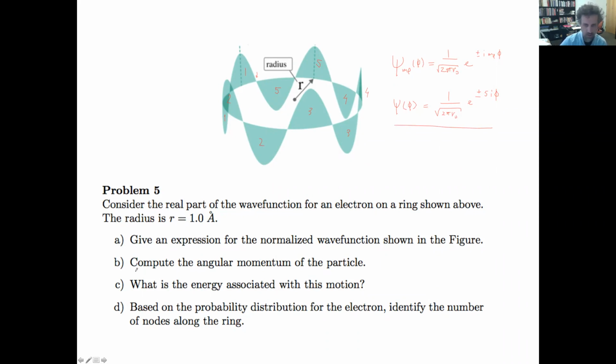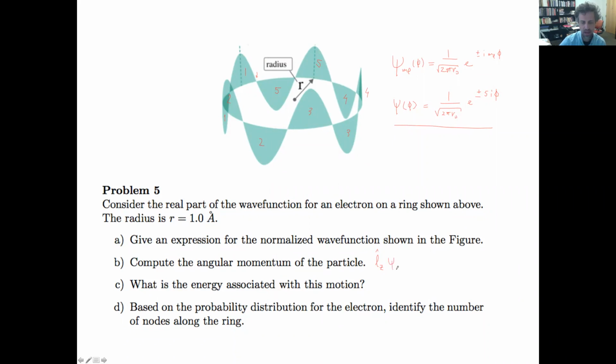Question B, compute the angular momentum of the particle. Okay, so how do we do that? Well, we know that we have to do something like this. This is the operator for angular momentum of the particle. This is the projection along the z-axis. That's the only projection I can make for this particle because it only moves in one dimension. So Lz is the relevant operator here.